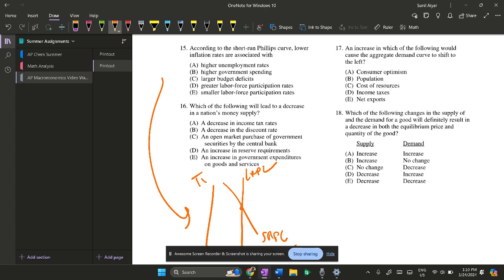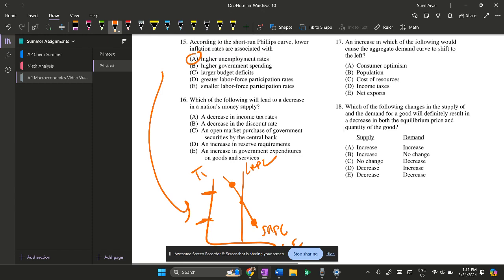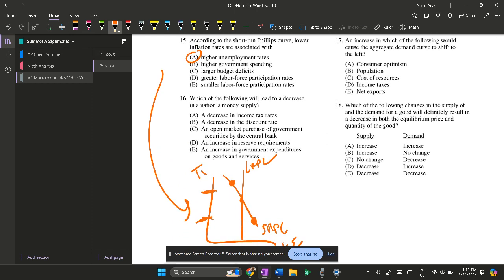Higher unemployment rates, that is just on the graph. We can look here for high inflation. We have low unemployment, and if we have low inflation, we have high unemployment. So 15 is going to be A there. Let's go back to green.